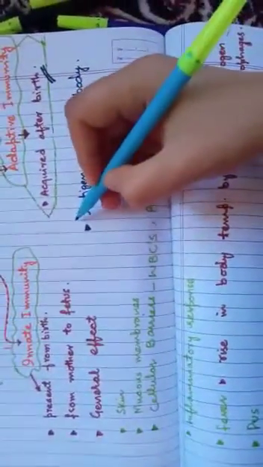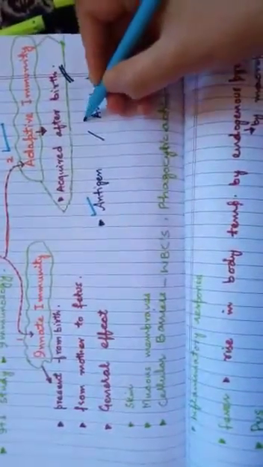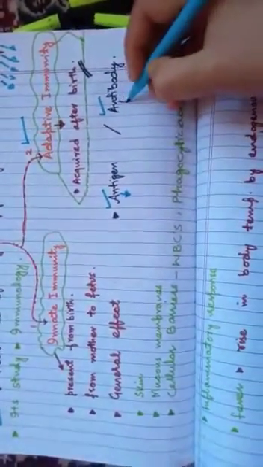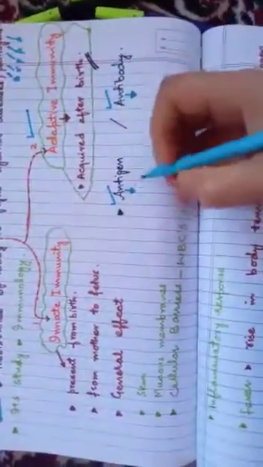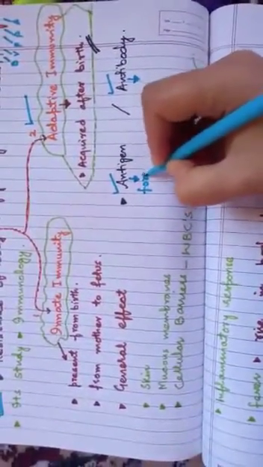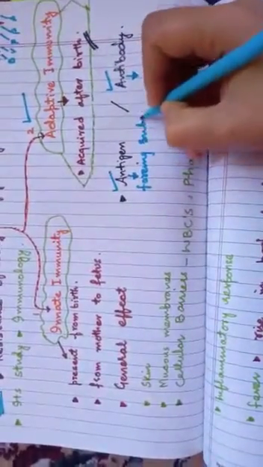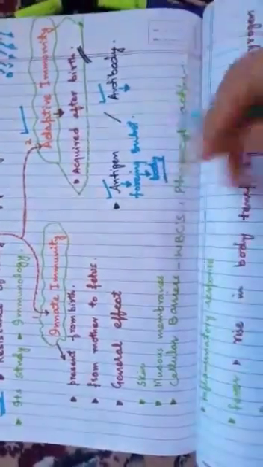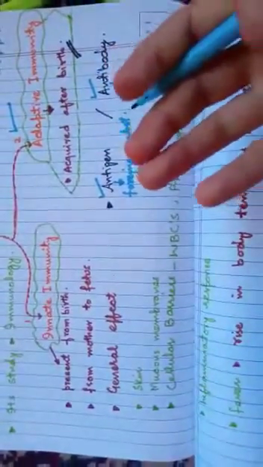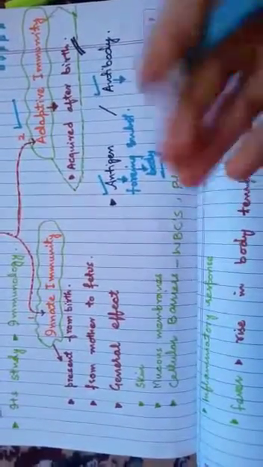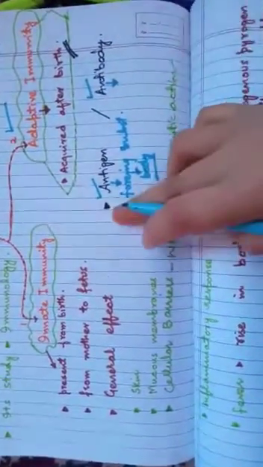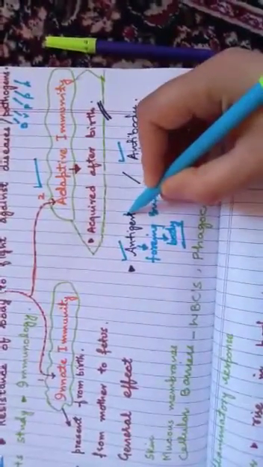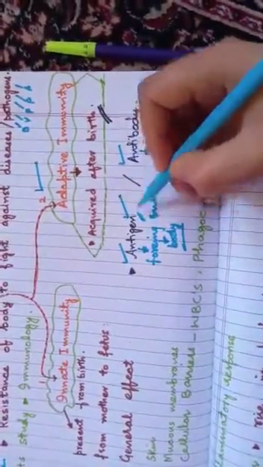Now first you will remember two important terms in immunology. One is antigen and the second one is antibody. What is an antigen? It is any foreign substance that comes into our body. Any substance that comes into our body from outside, and which our body recognizes as foreign, as non-self, is called an antigen.